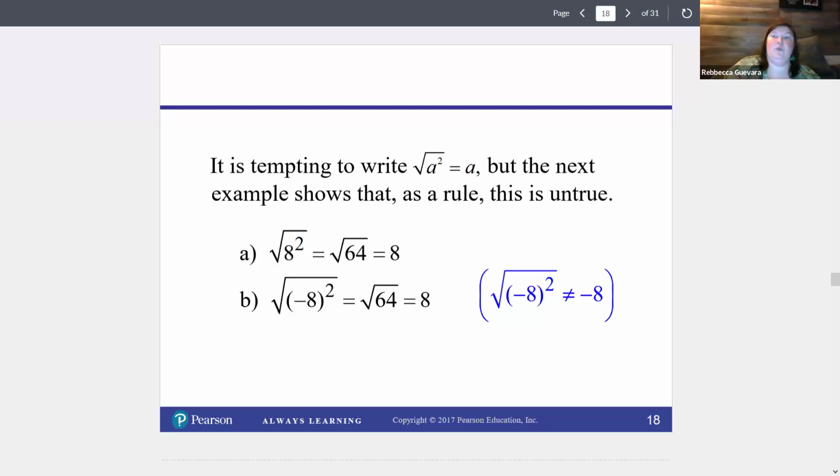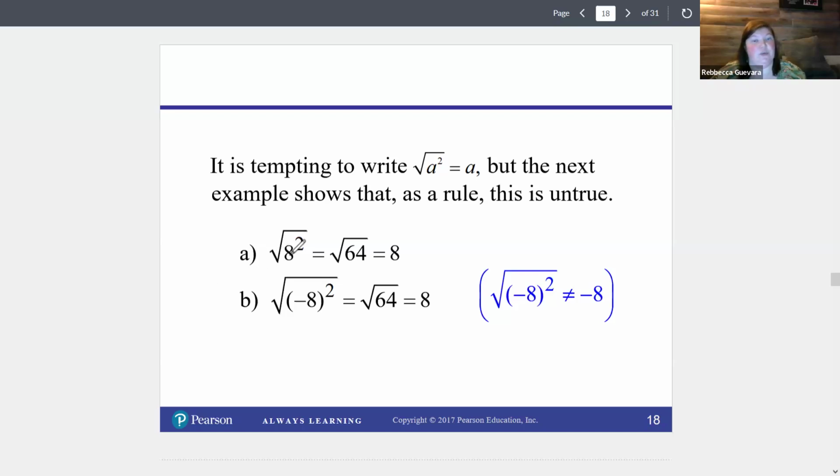All right, so what we're going to deal with is a rule about what we do if we have the square root of a number squared, or a variable squared for that matter. It is very tempting to write that the square root of a squared equals a. But the next example shows that as a rule, this is untrue.